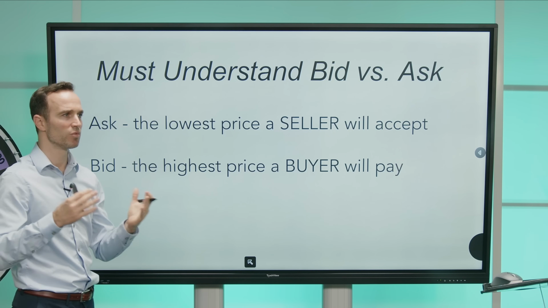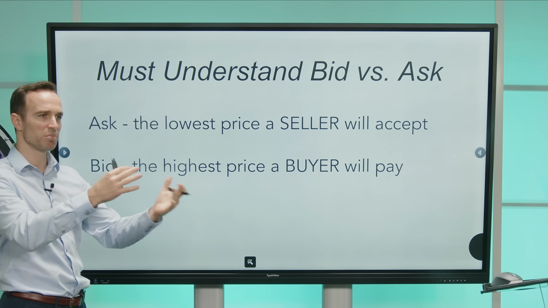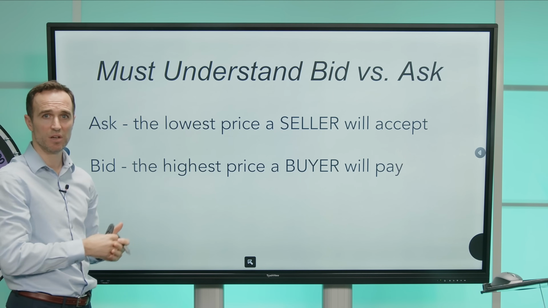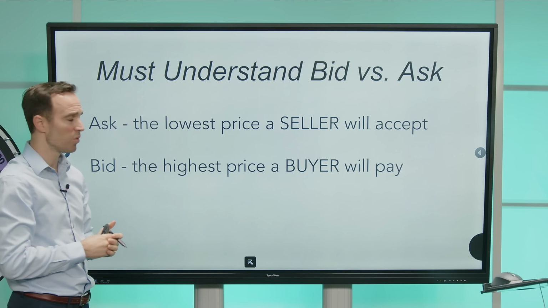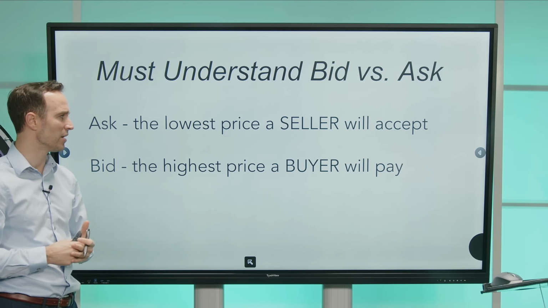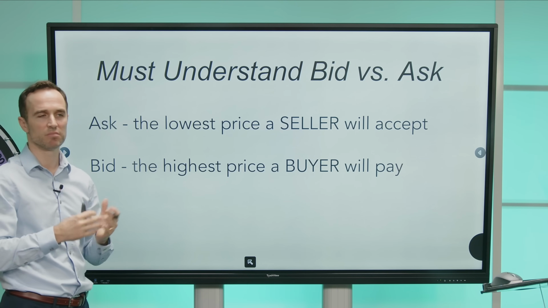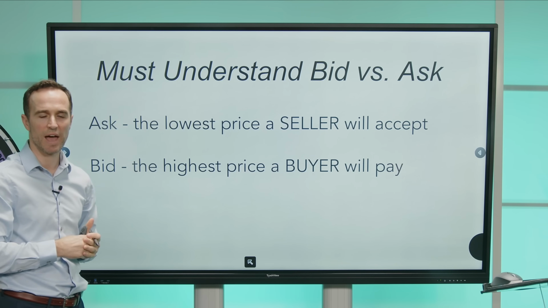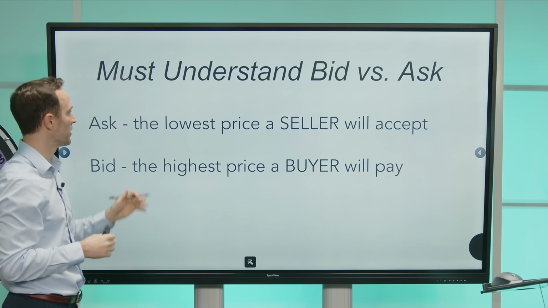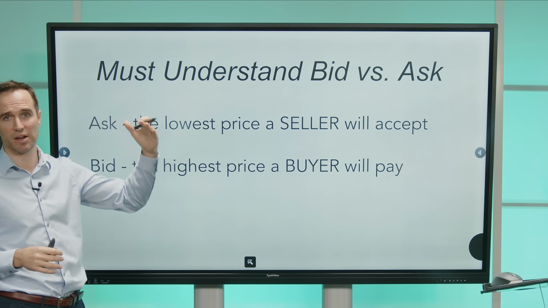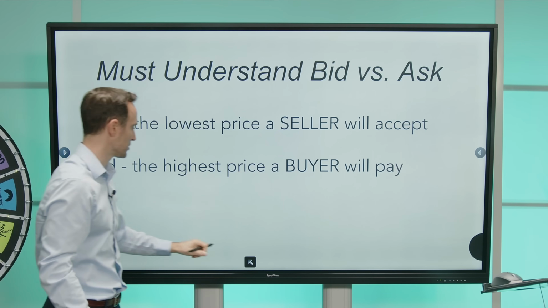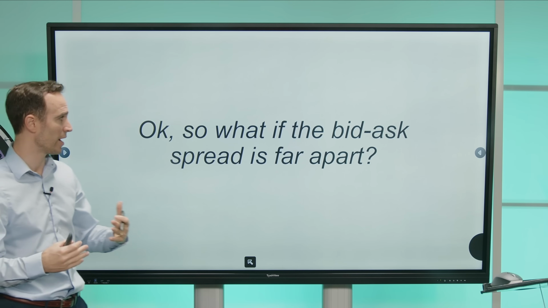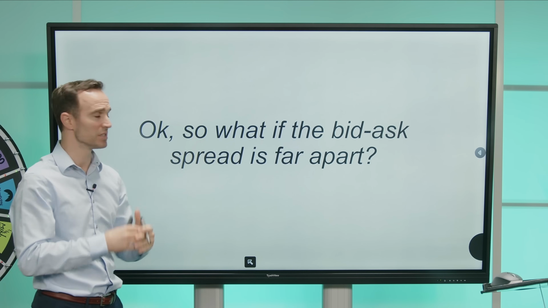Think about real estate. The listing price is $100,000. That's what the seller is asking for that house. Whereas a bidder on that house may bid $90,000. That's the highest that they'll pay for that house. So just think of it this way: in general, the ask is higher than the bid. That's just the way to think about it. So again, what happens if this bid and ask is far apart?